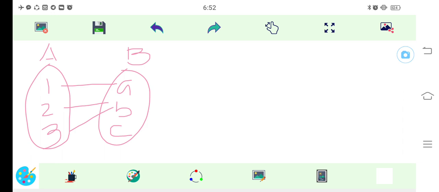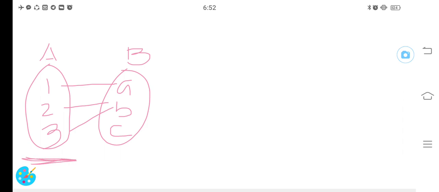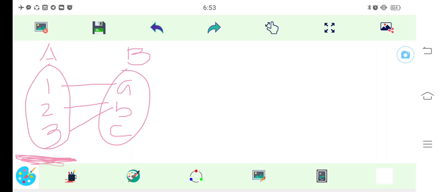Class, you look at the first set. So what is the first set? This one. Okay, you take a look. Are they loyal? Okay, for it to be called a function, each element should have only one partner in the other set. So it is a function.